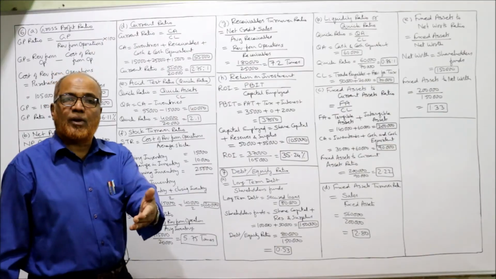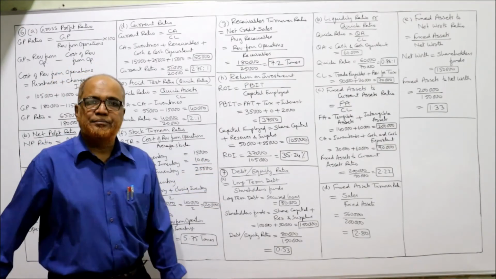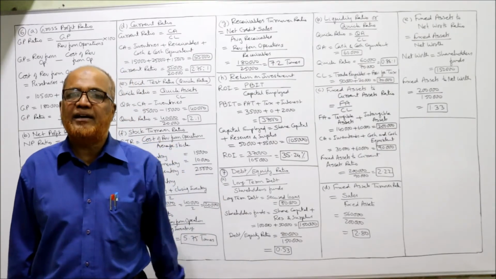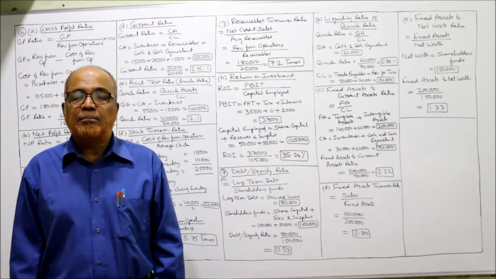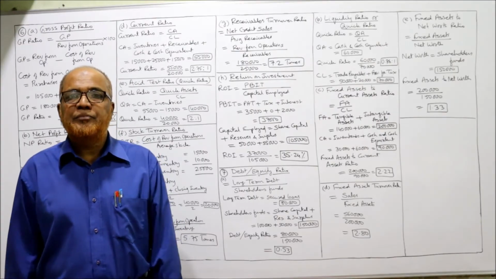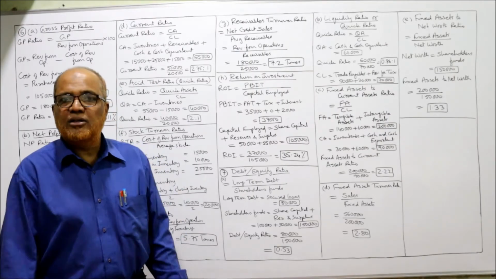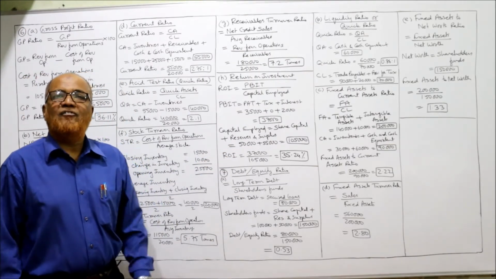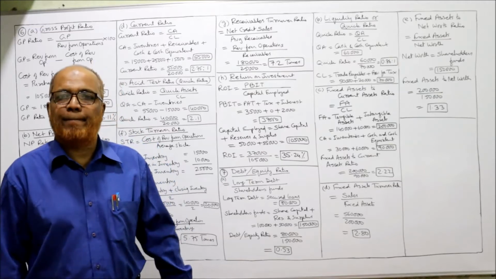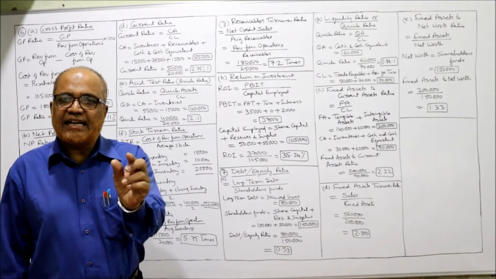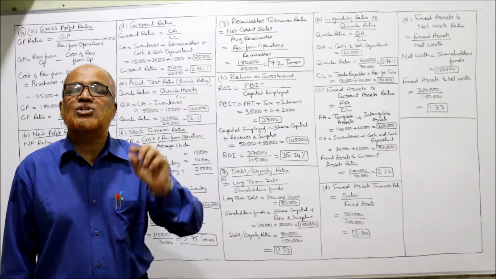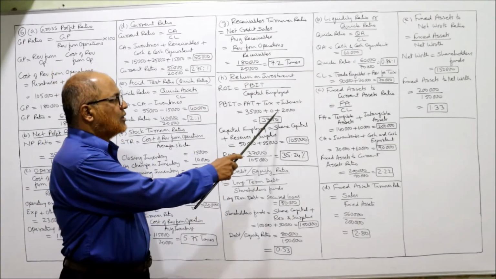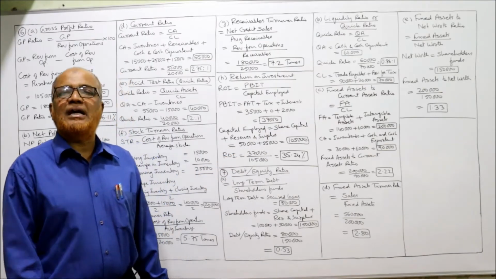PAT is given in the problem. Profit after tax, net profit 35,000. In the profit and loss statement, last item profit is 35,000. That is PAT. Plus tax. But tax is not at all given in the problem. No mention is there regarding tax. So we'll take tax is equal to 0. Interest. Interest is there. Finance cost is the interest. Instead of telling interest, it is using the word finance cost. Finance cost and interest means one and the same. So 2,000. So total 37,000 is the PBIT.